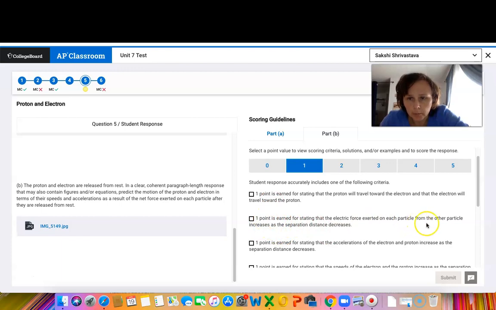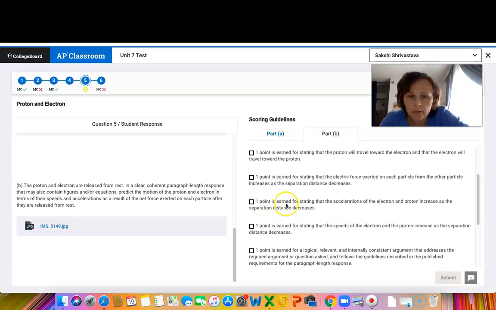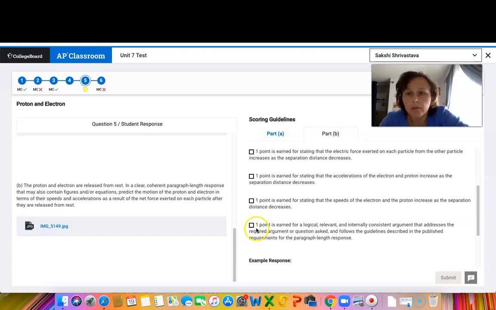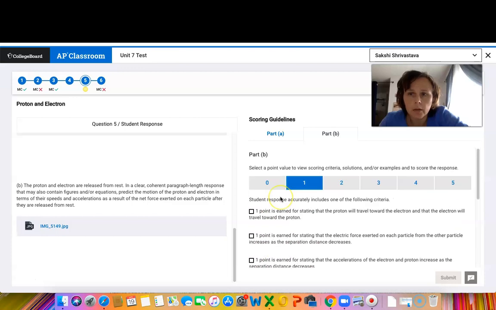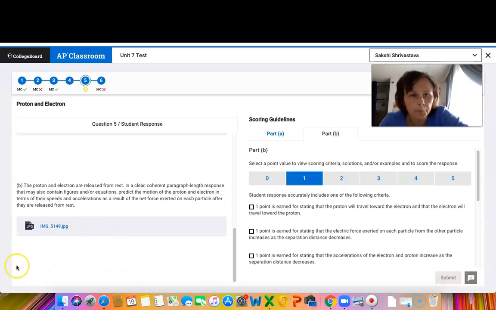You're getting points for these statements. The second point is for stating that the force increases as the distance decreases. The third point is given for stating that the acceleration increases as the distance decreases. And the fourth point is given for stating that the speed increases as the distance decreases. The fifth point is given for a consistent argument and relevant paragraph. So we have 5 points. A lot of you missed on this part, but you can easily fix it.